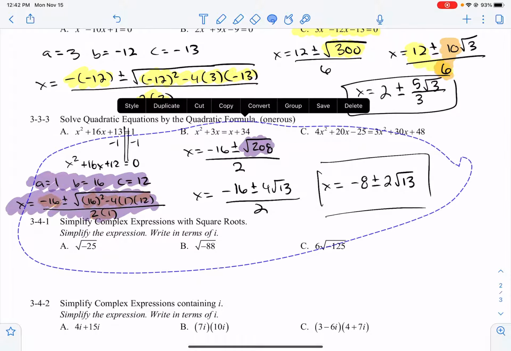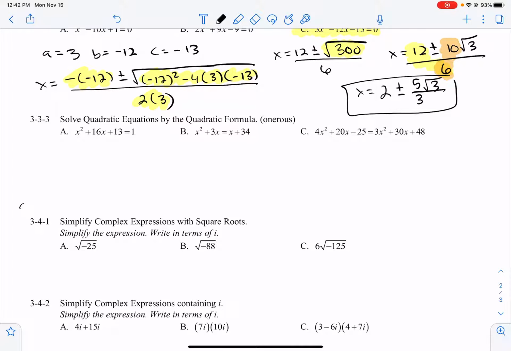Okay. B, we're going to do this one now. This one right here in the middle. So in order to do this one, I'm going to have to get it equal to 0. So I'm going to minus x from right there, and then I'm going to minus 34 from both sides. So I end up with x squared, 3x minus x is 2x, and then I have a minus 34 equals 0. So a equals 1, b equals 2, and c equals negative 34.